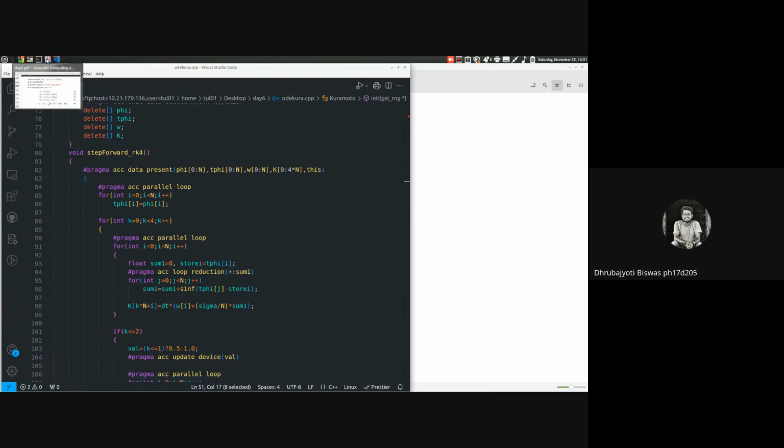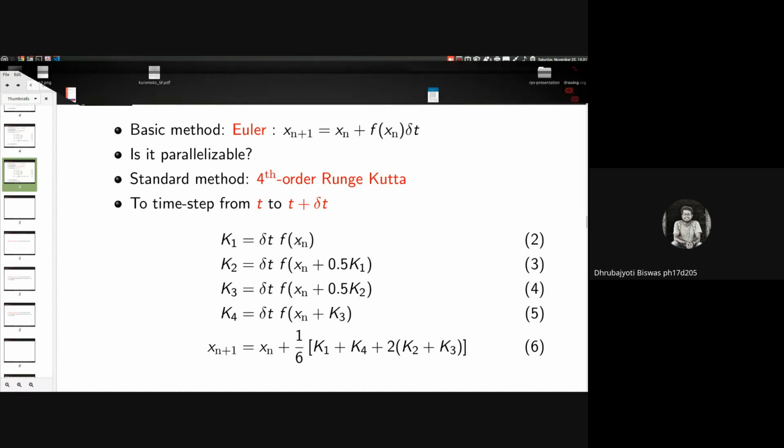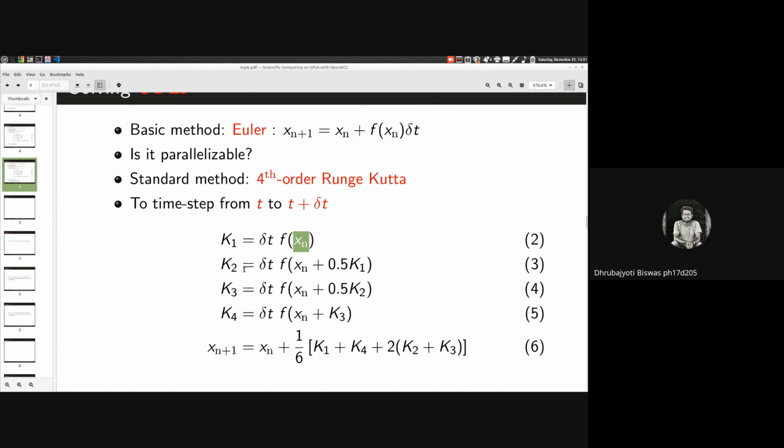So let us go back to the RK4 algorithm. What you see here is K1 is calculated as f of xn. K2 is calculated at xn plus 0.5 K1. K3 is calculated at xn plus 0.5 K2. And K4 is calculated at xn plus just K3.